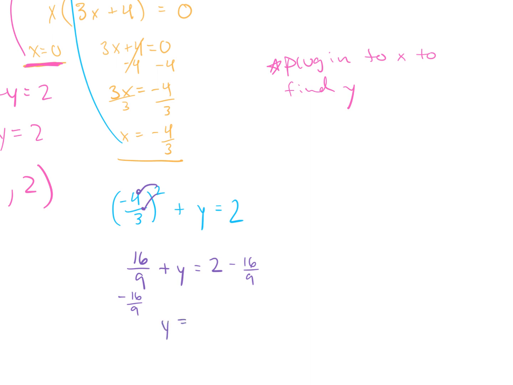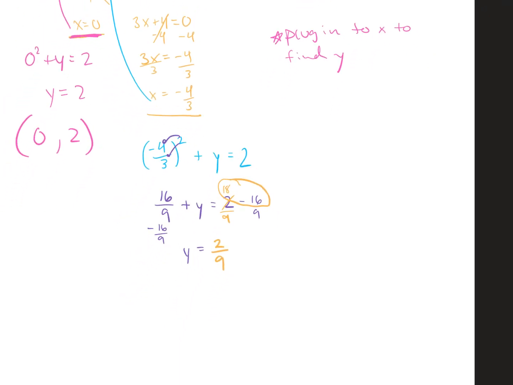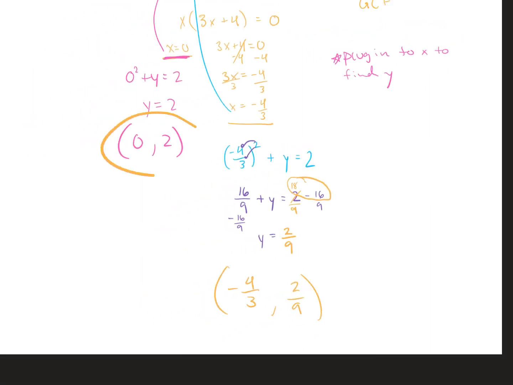So I have a whole number minus a fraction. In order to add or subtract fractions, we need a common denominator. So I'm going to make this 2 over 1, and then I need to multiply the top and the bottom by 9. So it's 18 over 9. So 18 minus 16 would be 2 over 9. The denominator stays the same. You just subtract the top. So it's 18 minus 16. Denominator stays 9. So that would be my y. I just have to write my answer as a point. So it would be (negative 4 over 3, 2 over 9). So these are my two solutions.